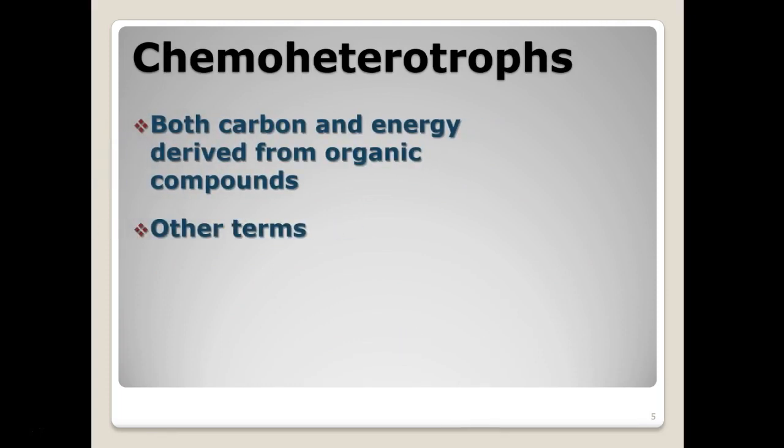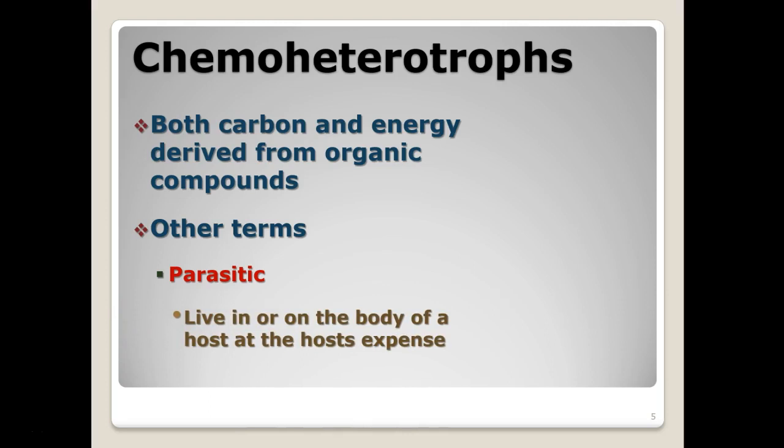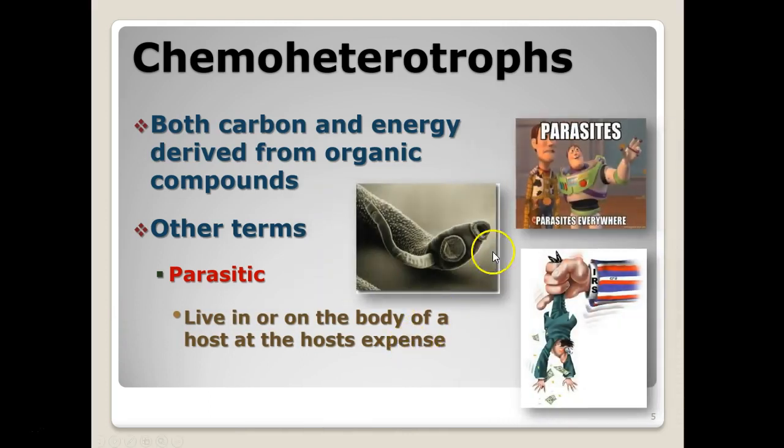So other terms that we can use to describe chemoheterotrophs can be parasitic. So if you think about it, that's an organism that would infect you and use you for both your carbon and your energy, but it's not a benefit to you at all. And so it's at our expense. And then a worm would be an example, and I threw in a couple of other cartoons about parasitic things here for you. And then another term is something that's called saprobic.